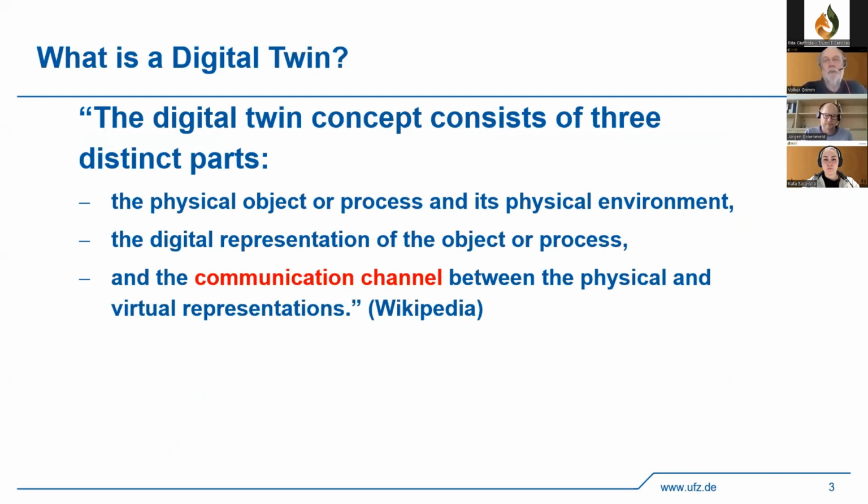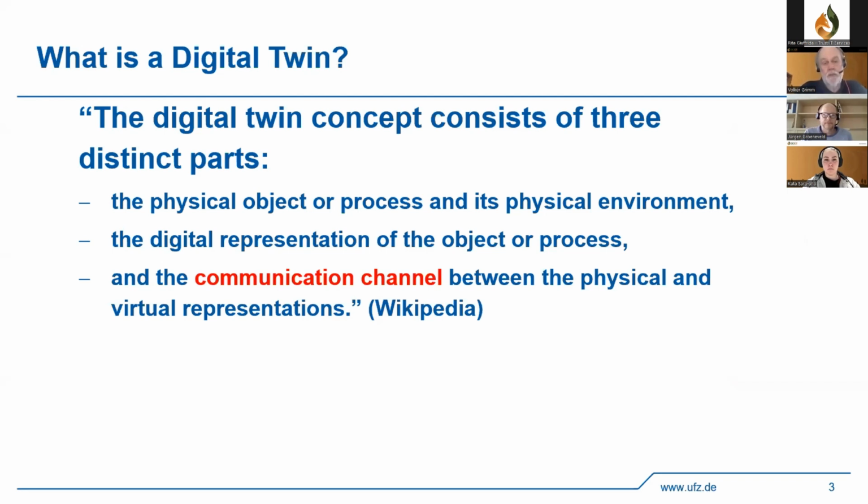And when you go for the definition, for example, of Wikipedia, you have the physical object, reality, in our case some aspect of the biological world, an ecosystem, a population, a landscape, with all these processes and environmental conditions.